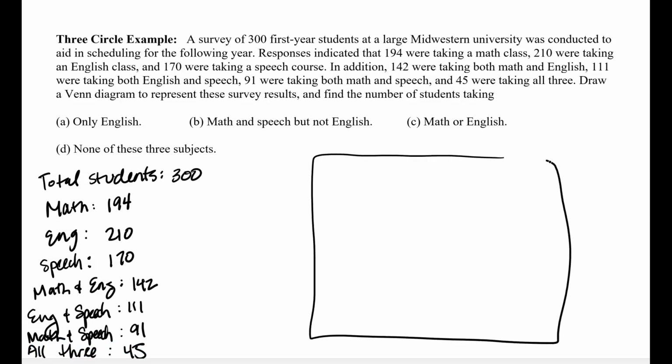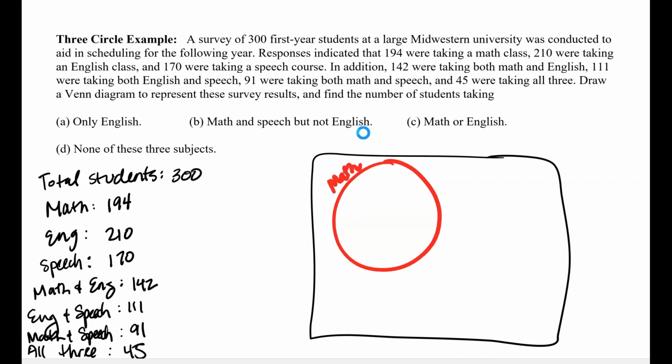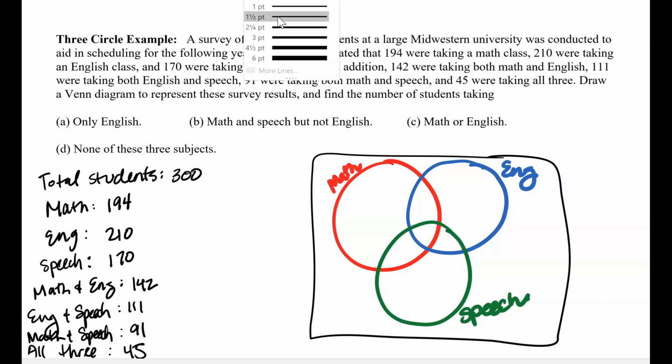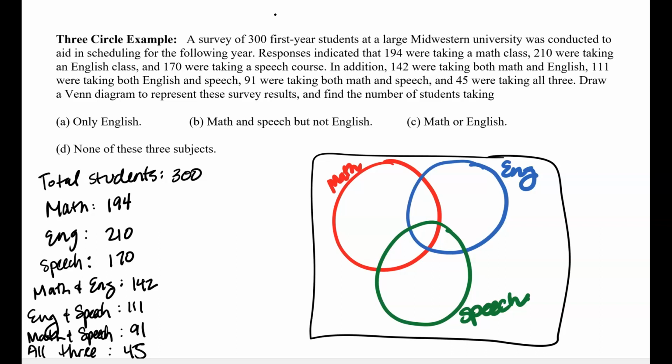So you want to make your box nice and big, and you're going to draw 3 circles. So I'm going to draw a circle in red, and I'm going to call this math. And then I'm going to draw a circle over here and call it English. And then I'm going to draw another circle and call it speech. It does not matter which category you make each one. I will say that if you're having trouble on your homework and you click on show example in Connect, I would do your diagram like they do theirs, so that way you can easily compare.